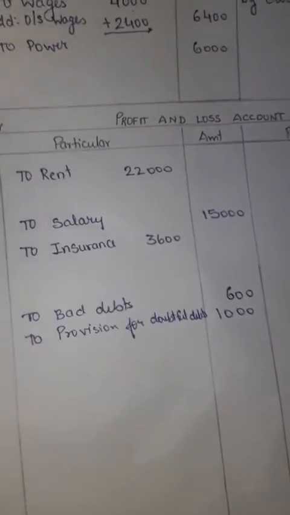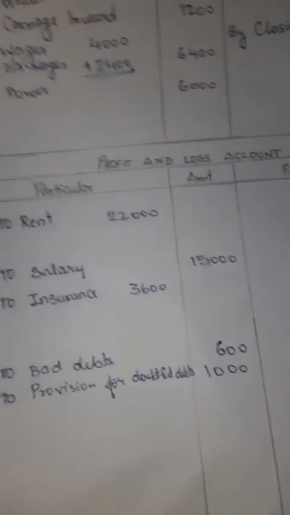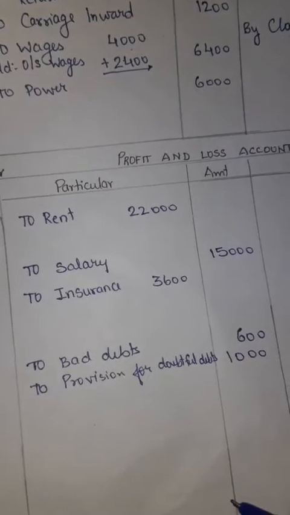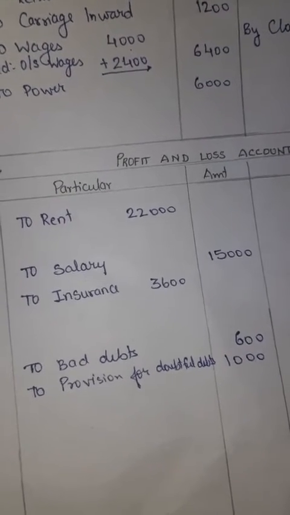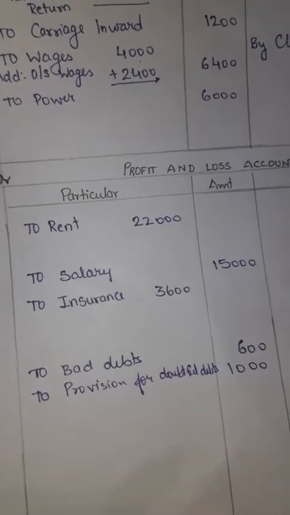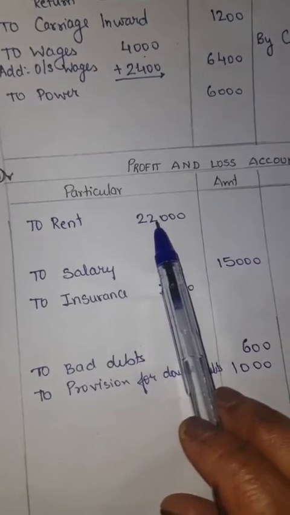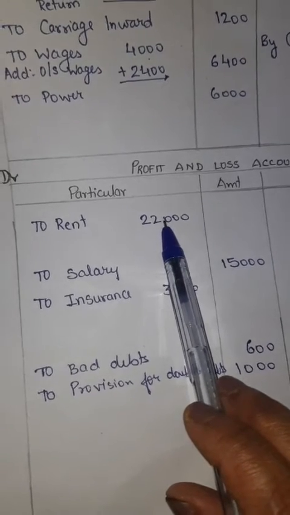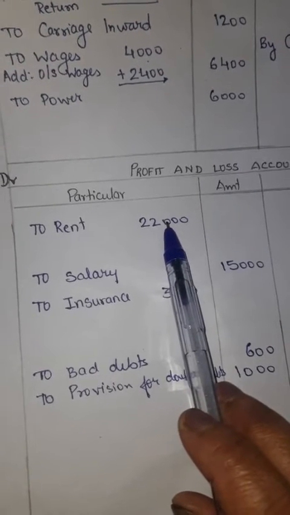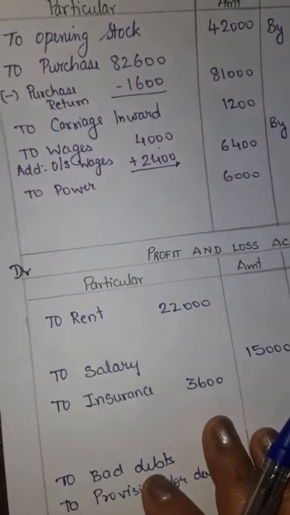Now next is the fifth item. What is the fifth item? Rent is paid for 11th month. So here what they want to convey is, actually this is for 1 year. We are preparing the final account for 1 year, and here the amount you have shown in front of rent is 22,000, it is of 11th month only. So 1 month rent is outstanding, not yet paid.